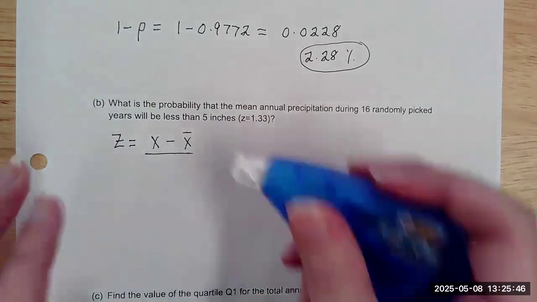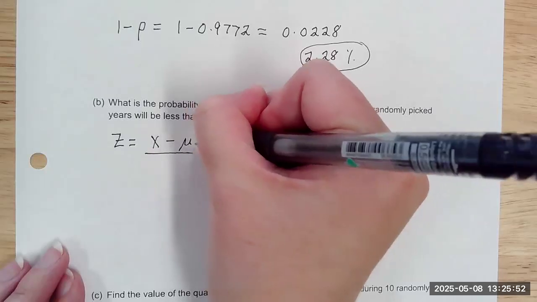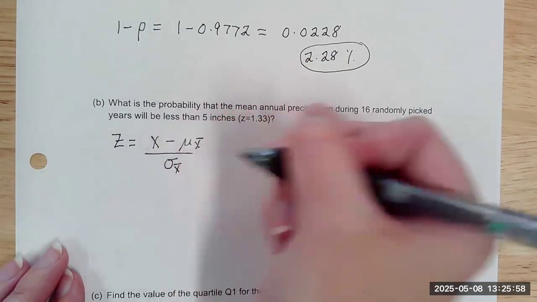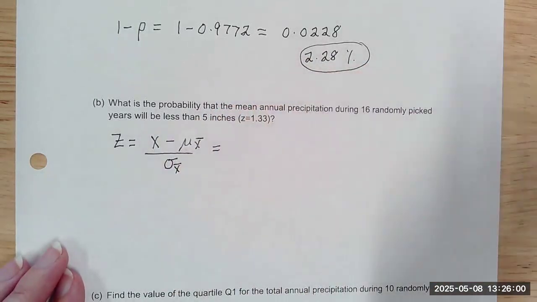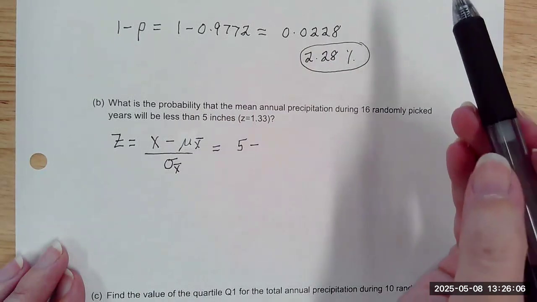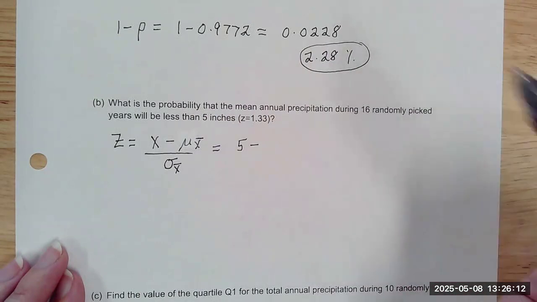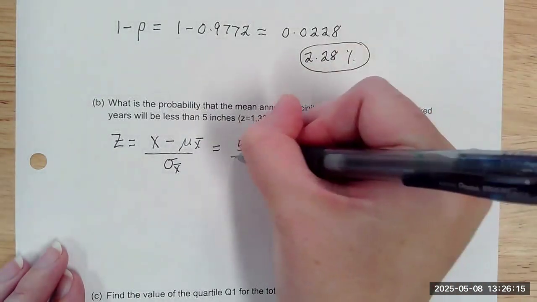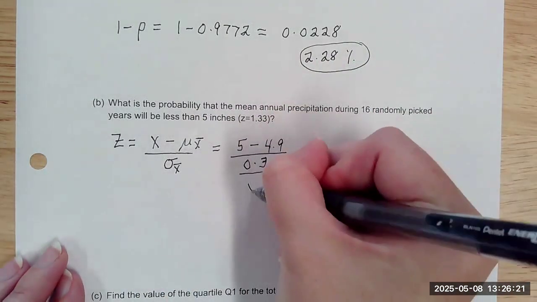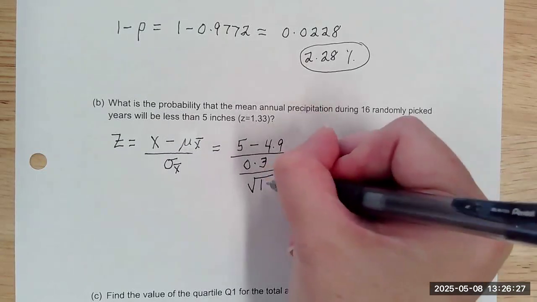Oh, I'm blanking because I'm writing the wrong thing. That's why. I wanted to write the mean for the X bar. There we go. And then we're going to write our standard deviation for the X bar, which means you're doing your 5 minus our mean, 4.9, over the standard deviation 0.3 divided by the square root of our n. And our n this time was 16.